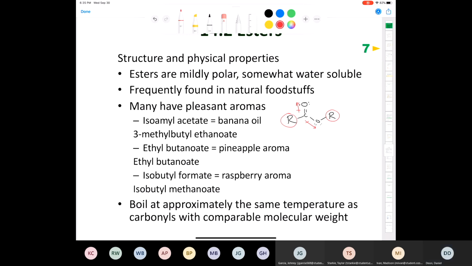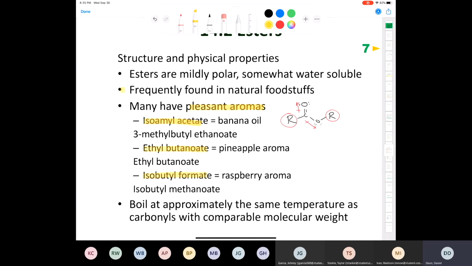All right? Something that's interesting about esters is that they're found in many foods and that they have very pleasant aromas, okay? So say, for example, if you like the smell of bananas, that comes from the ester known as isoamyl acetate. You like the smell of pineapples, okay? That comes from an ester called ethyl butanoate. If you like the smell of raspberries, that comes from isobutyl formate. If you like the smell of juicy fruit gum, for example, that fruity smell comes from an ester. So again, esters oftentimes have fruity smells like oranges and cherries and like your bananas, pineapples, raspberries. So that's kind of fun.